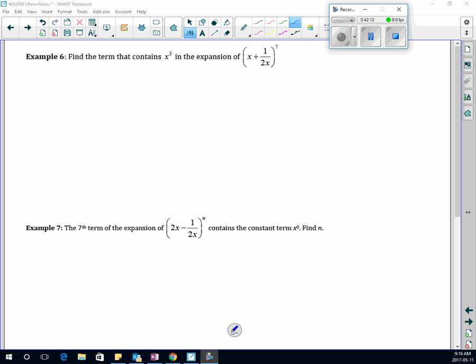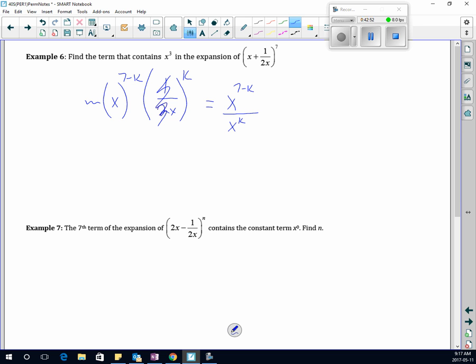So find the term that contains x to the power 3. So you guys want to do the algebra way again? Okay, so how do we do that again? NCK, so I don't care about that, right? The first term, which is x to the power n minus k, so 7 minus k. The second term, which is 1 over 2x, and that's to the power k. So I don't care about this number here, right? So what does that simplify to be? X to the power 7 minus k over x to the power k.